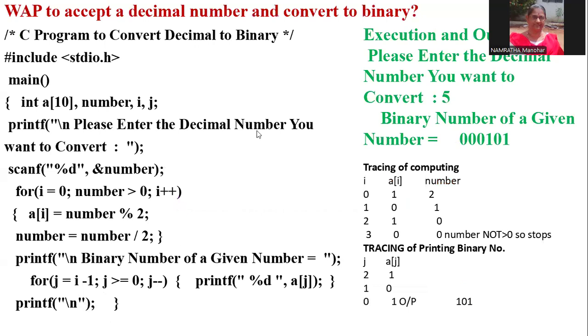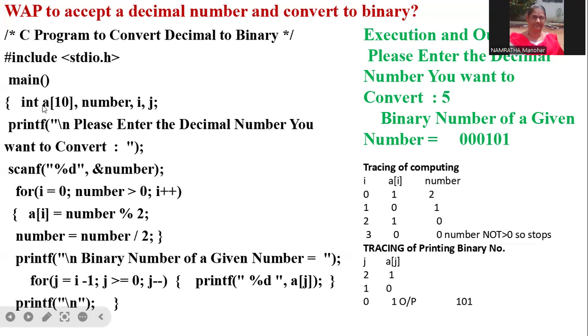Now, we'll take another program. Write a program to accept a decimal number and convert it to binary. This is one important program. So how do we convert it to binary? First of all, you should know the process of converting decimal to binary. What do we do? You take a number and divide it by 2, and the remainders you get each time, written in reverse order from the last, give you the binary number. I hope you are aware of the conversion process. So first of all, you know the logic.